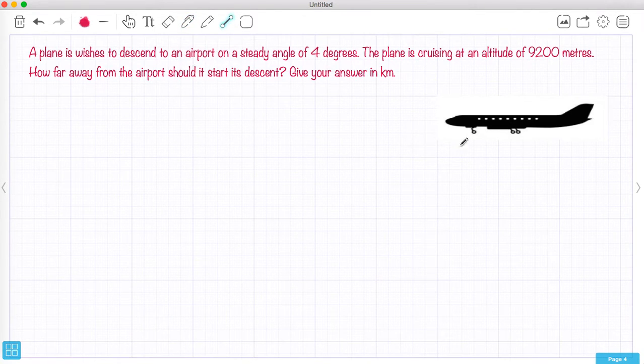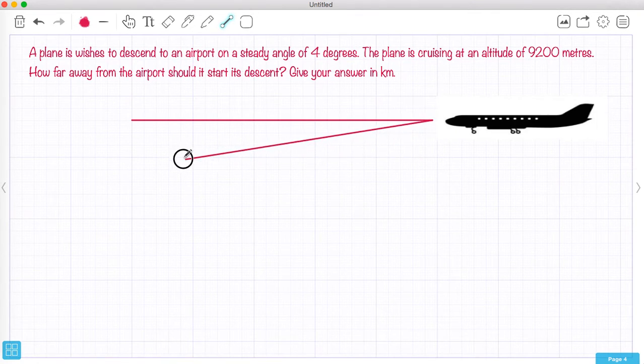So what we're going to do is think about the pilot, and we're going to draw a horizontal along here. And then we're going to think about it wanting to come down like this, very, very steadily at 4 degrees. We hope it's a very steady 4 degrees. So it's obviously not to scale. This here is my right angle. Again, doesn't quite look like it. So this here is my right angle, and this is my angle of depression, which is 4 degrees.